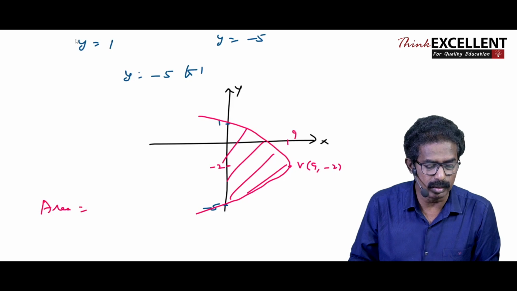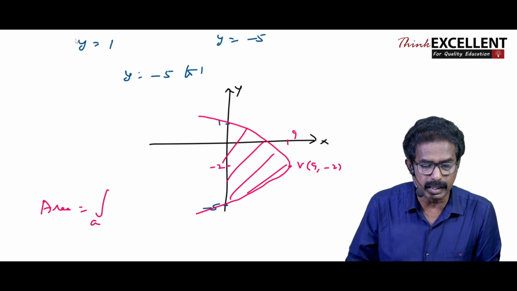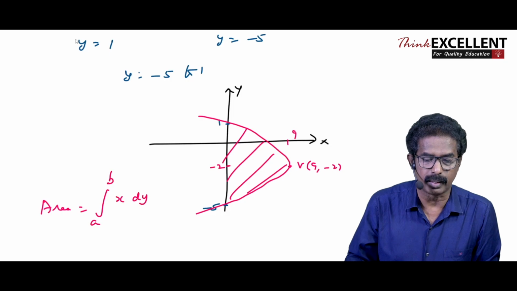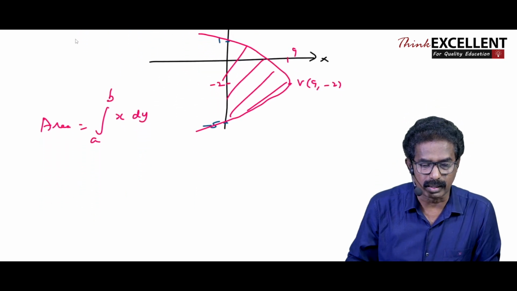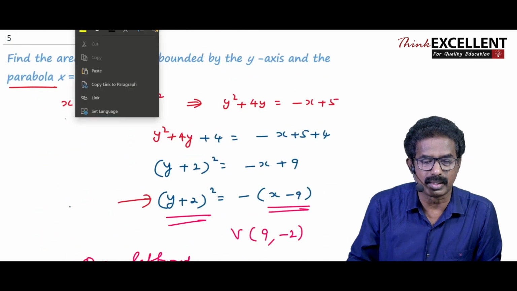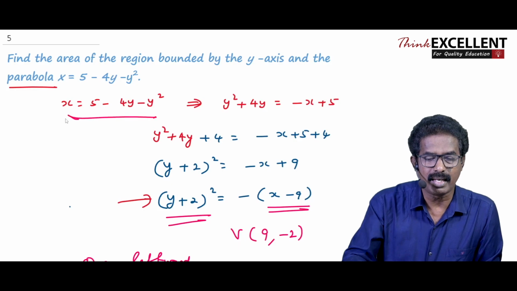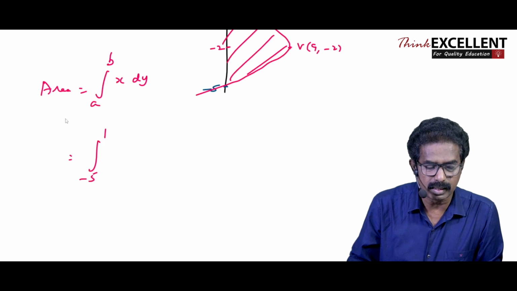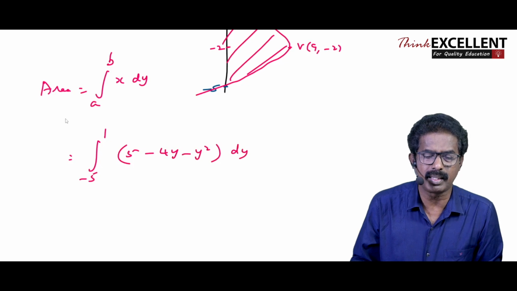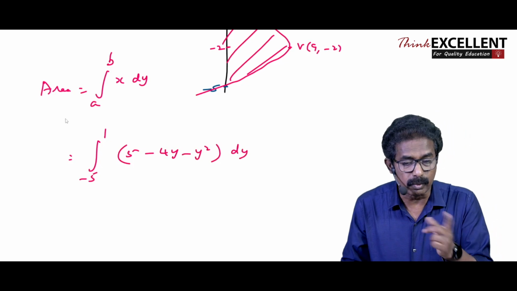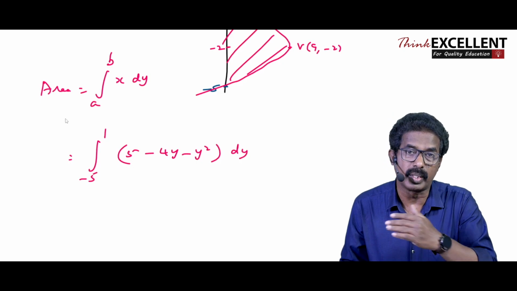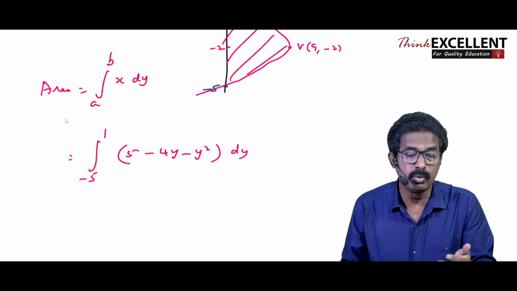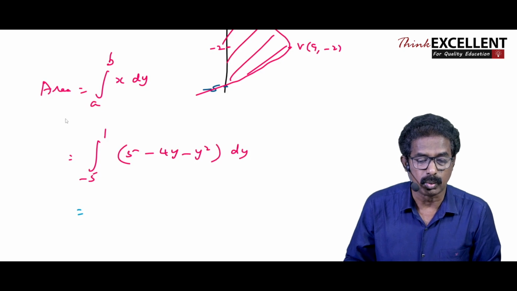So area is equal to integral a to b y dx எழுதக்கூடாது, x dy. What's the limit here? Integral minus 5 to 1. X value question clear கொடுத்துட்டாங்கல்ல, x is equal to 5 minus 4y minus y square. 5 minus 4y minus y square dy. Very simple calculation. 5 integration 5y minus 4y integration y square by 2 minus y square y cube by 3. Then you apply the limit, you will get the answer, right?